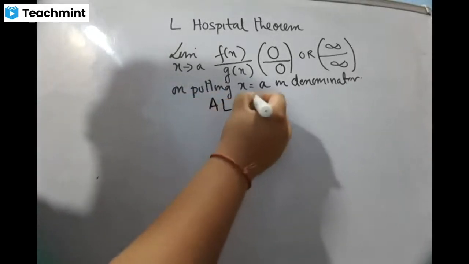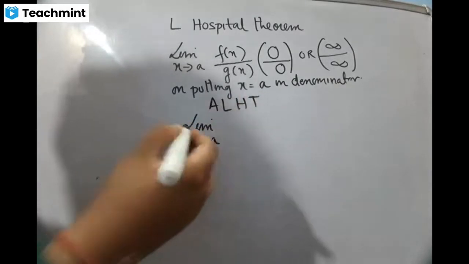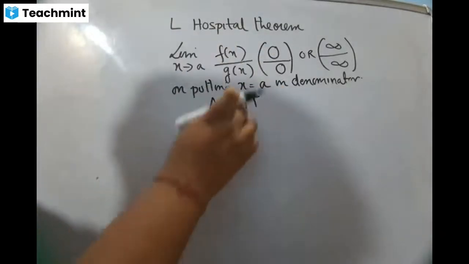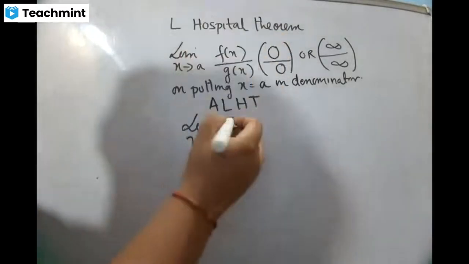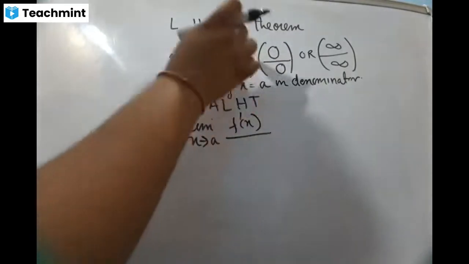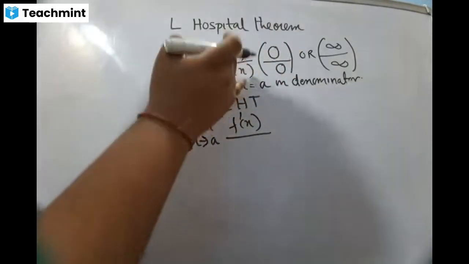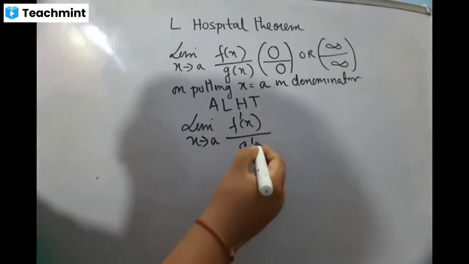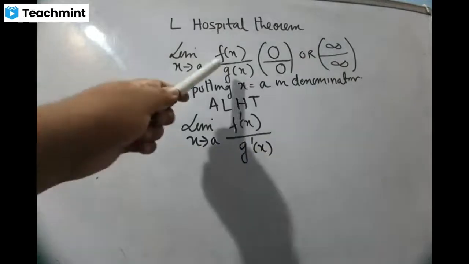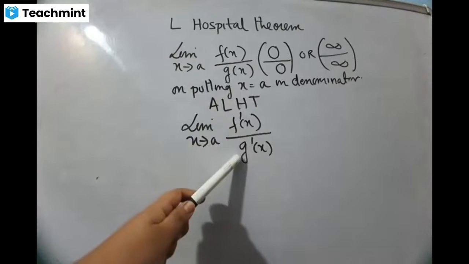Applying L'Hospital's theorem means the limit will remain as it is. You simply have to differentiate the numerator. The term in the numerator, you differentiate that, you will get f dash x. Similarly, differentiate the denominator, not the quotient rule. You have to differentiate them individually. Differentiate the numerator individually, differentiate the denominator individually. So you get g dash x. You differentiate one time, so you get f dash x, and when you differentiate g x, you get g dash x.